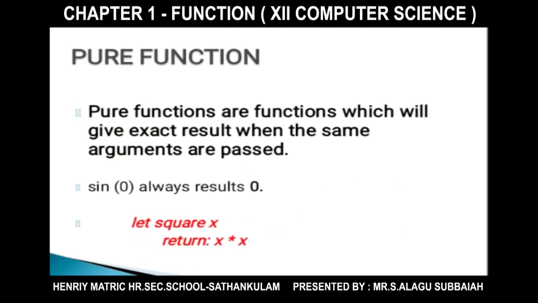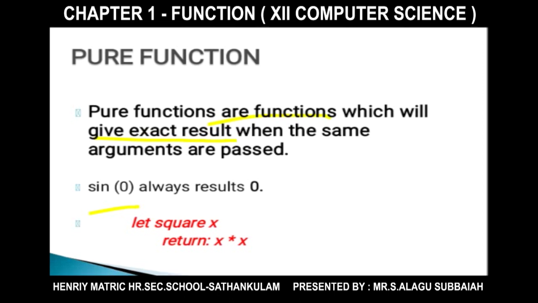Okay, next we see two types of functions: one is pure functions and the other is impure functions. What is meant by pure functions? Pure functions are the functions which give the exact result when the same arguments are passed to the function. Now I am calculating sine 0, which is 0. The next day, if I want to calculate sine 0, the value will not be changed. The value of sine 0 is always 0. That's why sine 0 is called a pure function.